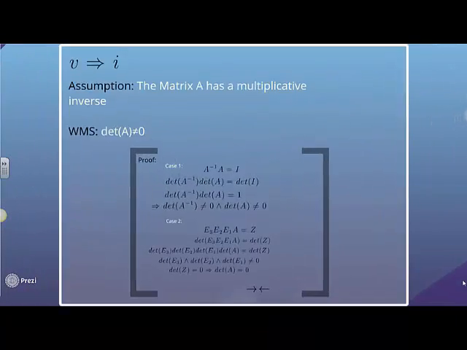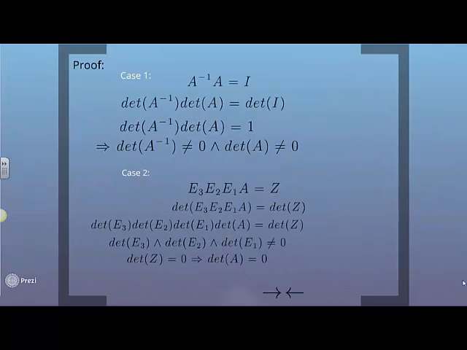And the final part here is that we have to assume that the matrix A has a multiplicative inverse, and then we must show that the determinant of A is non-zero. We actually have two cases in this proof. The first is that we're going to assume A indeed has a multiplicative inverse, and that we need to show the determinant of A is non-zero.